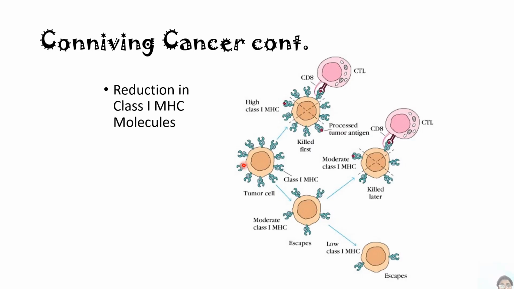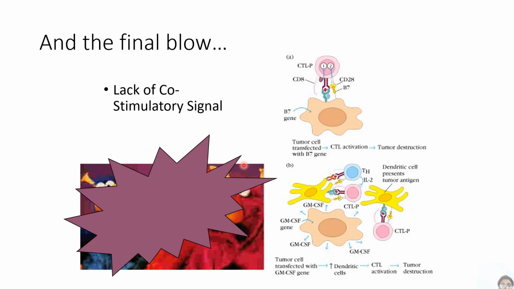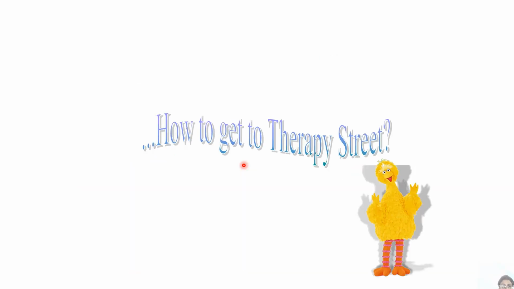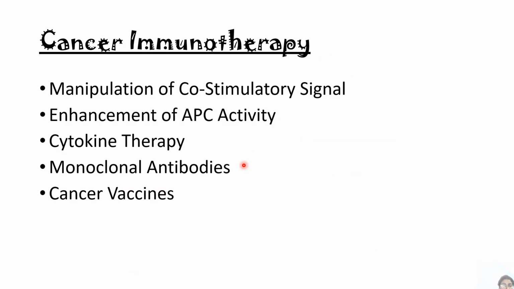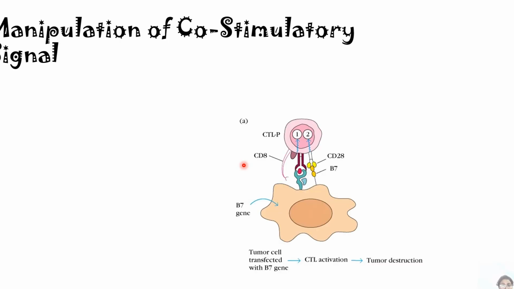Other causes include reduction in class 1 MHC molecules and lack of co-stimulatory signals. All of these can lead to cancer. If you talk about cancer immunotherapy, it includes manipulation of the co-stimulatory signal, enhancement of APC or antigen-presenting cell activity, cytokine therapy, monoclonal antibodies, and cancer vaccines.